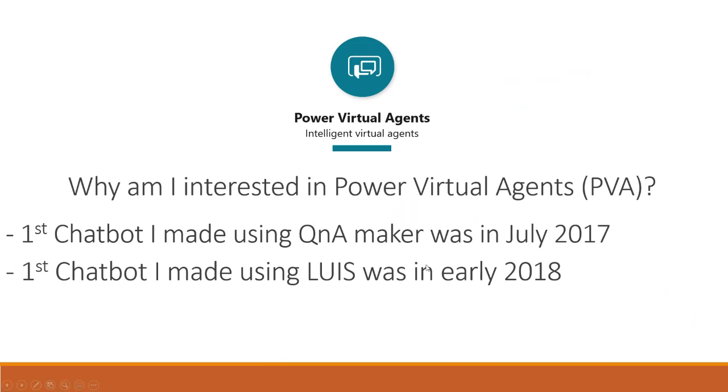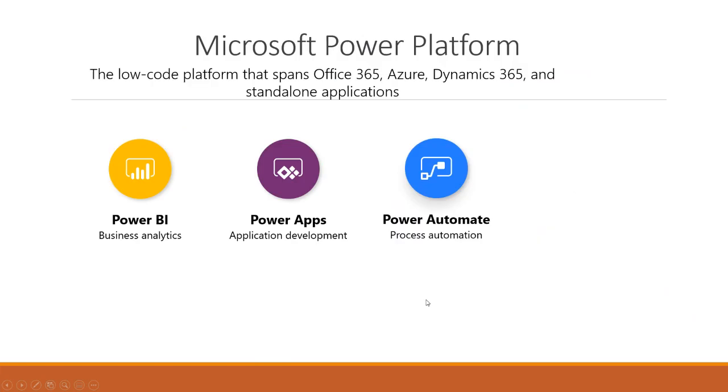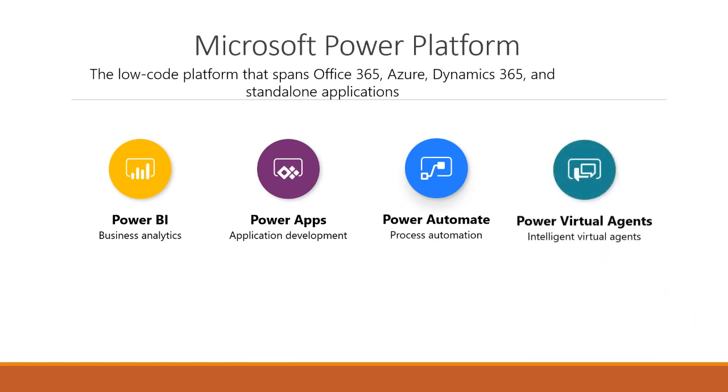Next, when it was announced, originally there were 3 members of the Power Platform family. It was Power BI, what I call the big brother, because that was the original first family member that came out. Then came Power Apps and Power Automate. And then finally PVA, or Power Virtual Agents, came out. Power Virtual Agents was originally announced at Ignite last year.